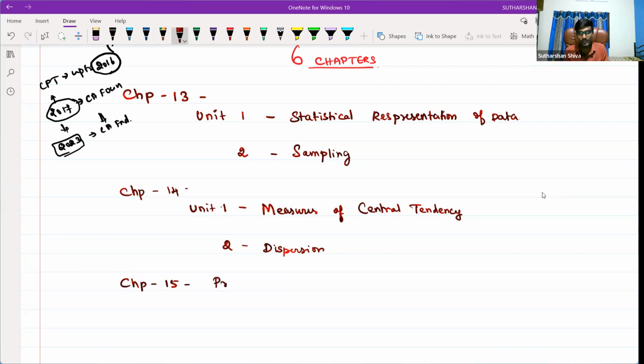And chapter number 15, we are having probability. Okay, this is a basic thing. What you learn in 11th or what you learn in 10th standard, that is more than sufficient.